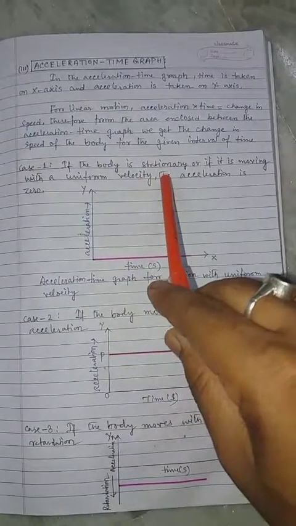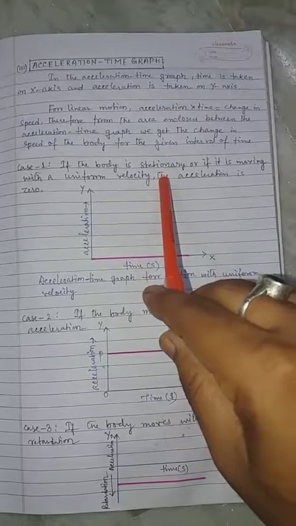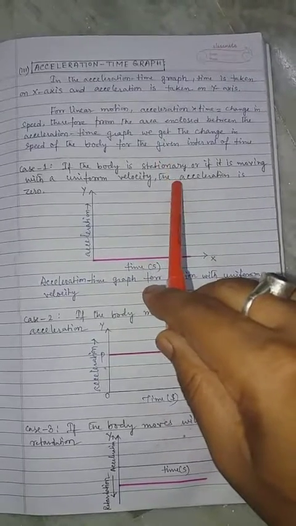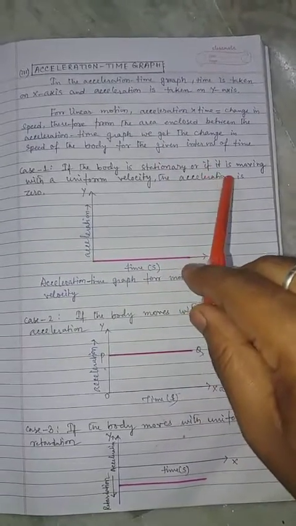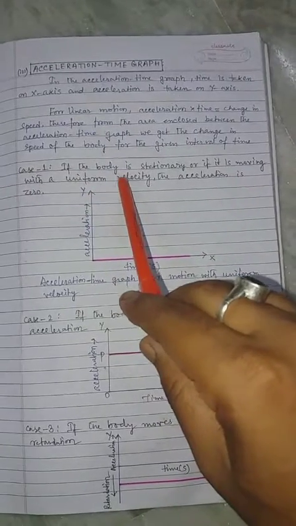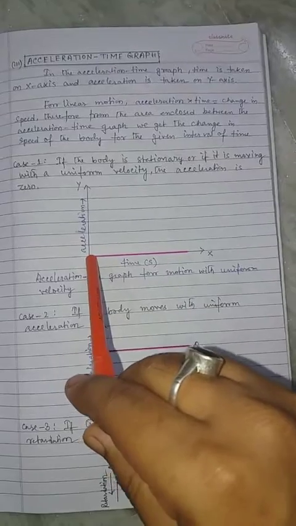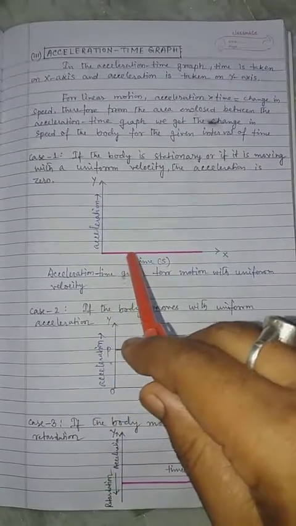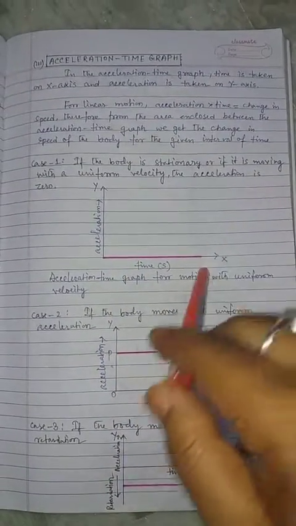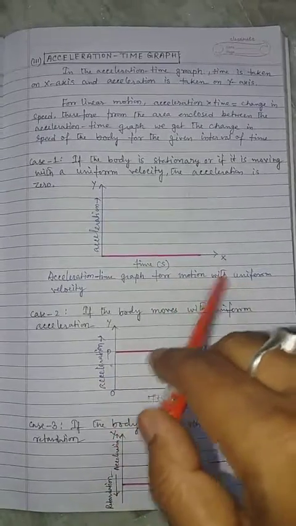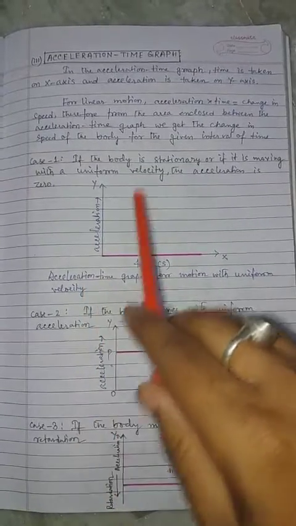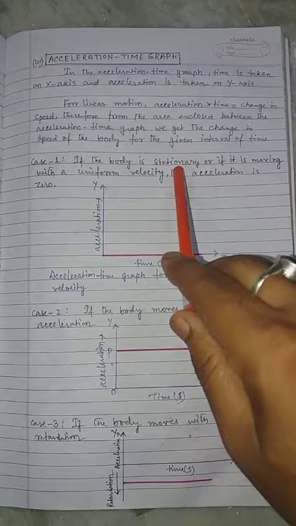If the body is stationary, that means it is at rest, or if it is moving with uniform velocity, that means there is no acceleration. Therefore, the line will be on the x-axis, because the body is in uniform velocity or in a stationary condition.